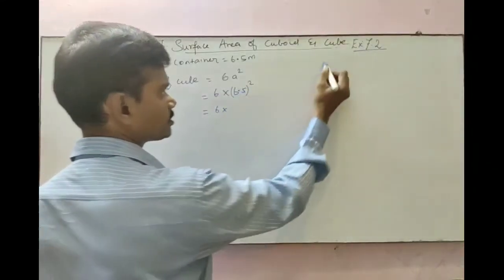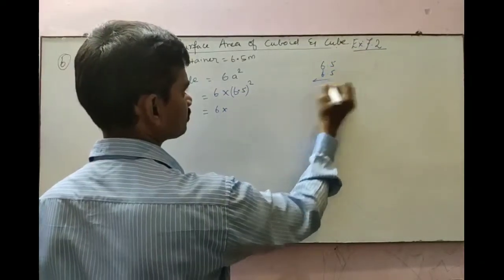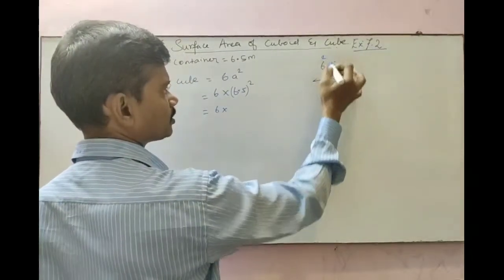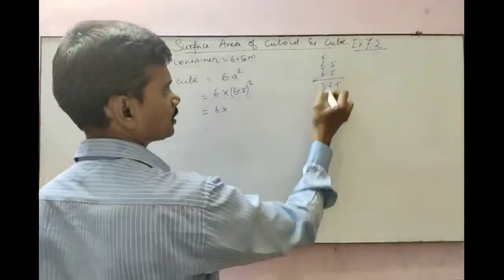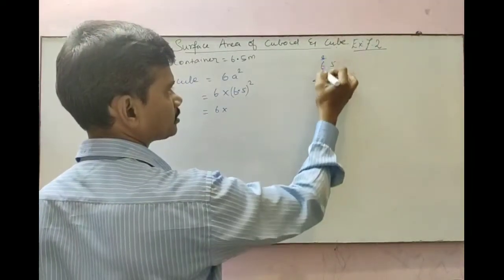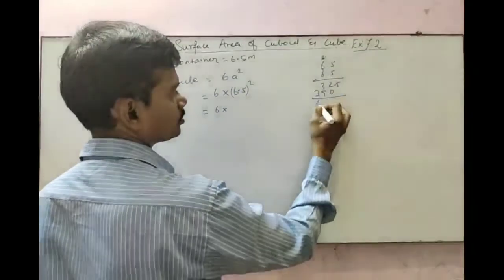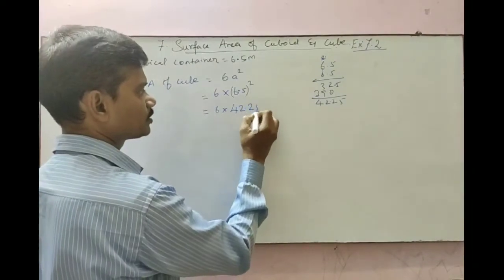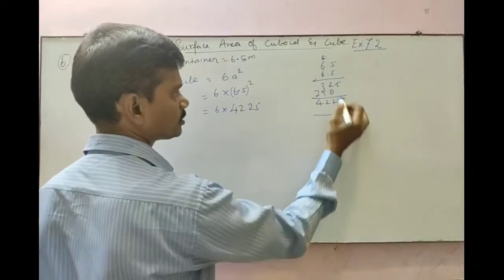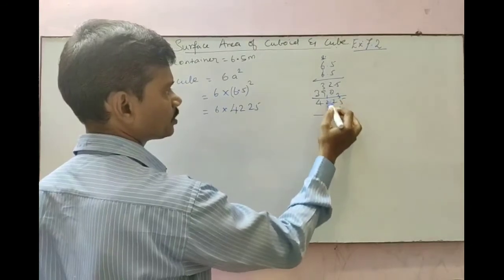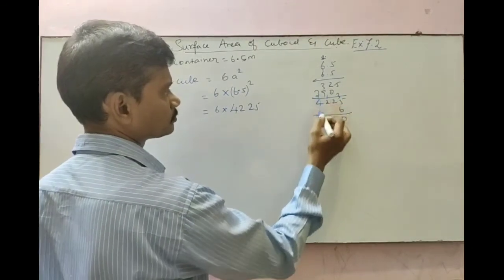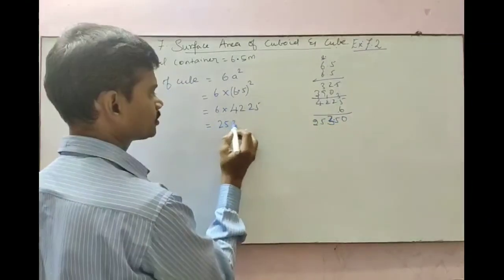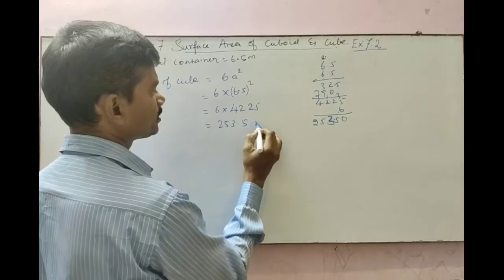First you have to square this: 6.5 into 6.5. 5 5s are 25, remainder 2. 30 plus 2, 32. Again 6 5s are 30, remainder 3. 36 plus 3, 39. We will get 4225. If we place the decimal, we will get 42.25 into 6 gives 30, remainder 3. 15, remainder 1. 12 plus 1, 13. 24 plus 1, 25. Again you have to place the decimal here. You will get 253.5 meter square.